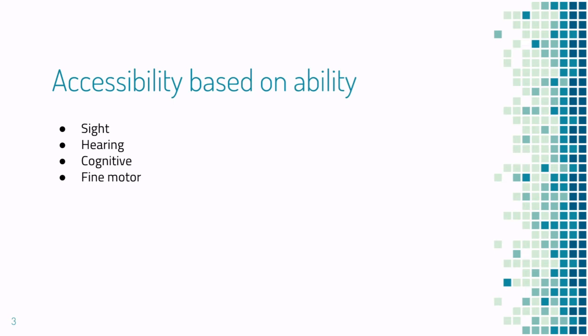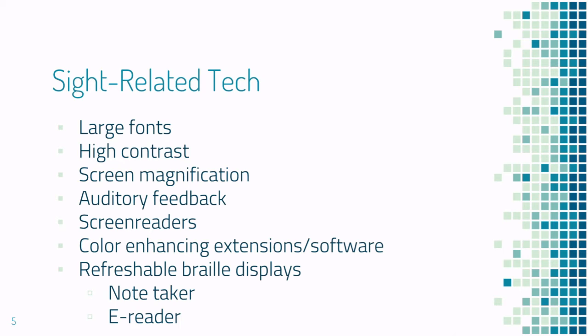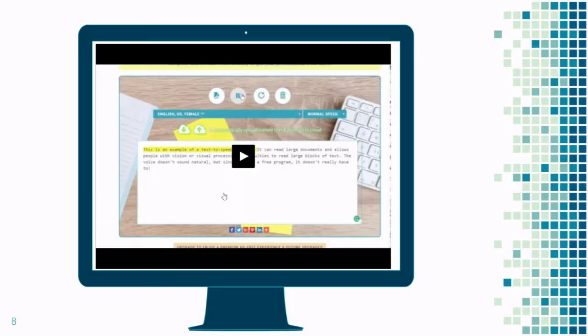For sight, problems that people may have can be degrees of blindness or sight impairments, astigmatism or color blindness. Some sight-related technology to help out with those things would be larger fonts used on websites, high contrast screens, screen magnifiers, auditory feedback, screen readers, color enhancing extensions or software, and refreshable braille displays. Here will be an example of text-to-speech software.